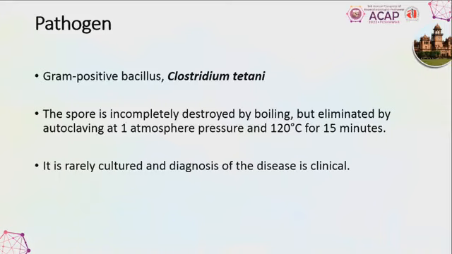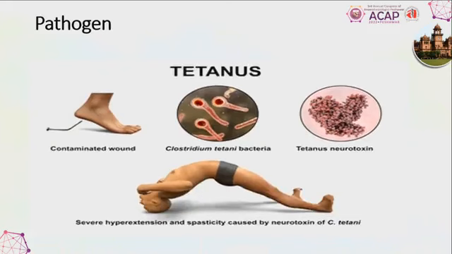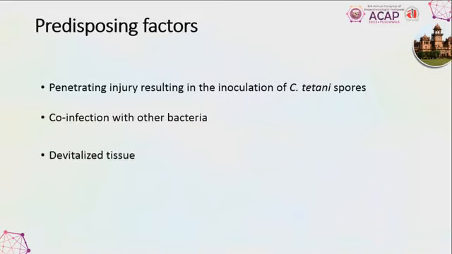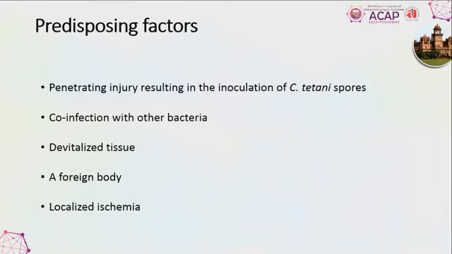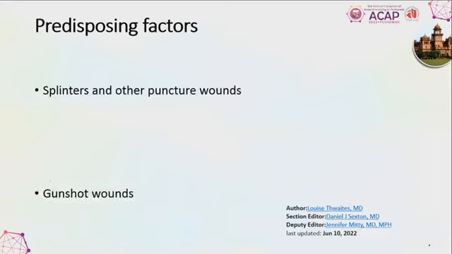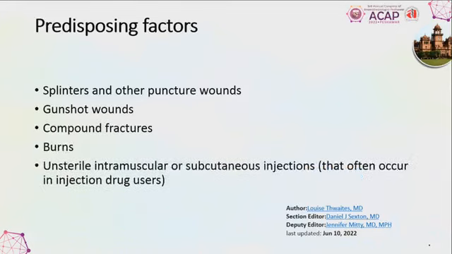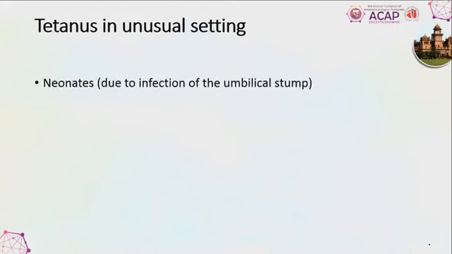The spores are incompletely destroyed by boiling and eliminated by autoclaving at one atmosphere. This is the clinical condition in which Clostridium tetani produces toxins, and you can see the body of the patient, which is because of severe skeletal muscle spasm. The predisposing factors are penetrating injury or co-infection with other bacteria, devitalized tissue and foreign body, and localized ischemia occurs because of these toxins. Other causes are splinters, other puncture wounds, gunshot injury, compound fracture, burns, and other utensils.